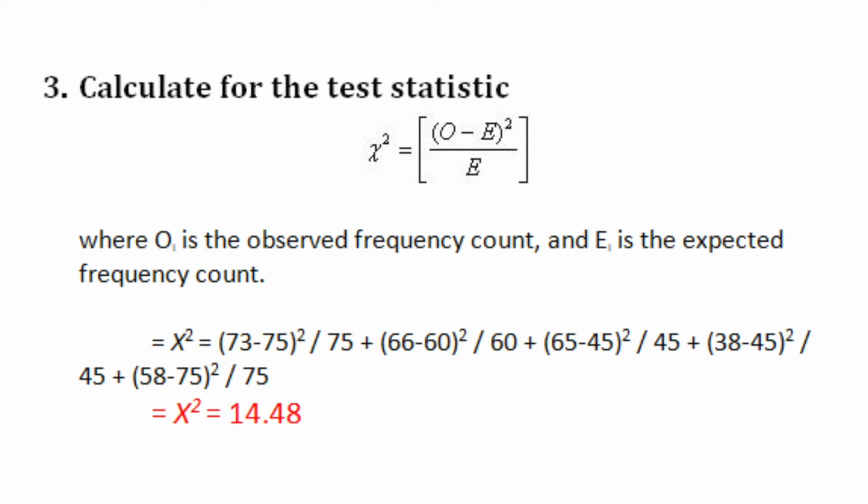Here is our solution for our example. So in the first parenthesis, which is the data from the flavor vanilla, we subtracted the observed, which is 73 and 75, then square it. The answer is divided into 75, which is the expected count. Then we will calculate the answers from each flavors and add those. The final answer will be our test statistic, which is 14.48.